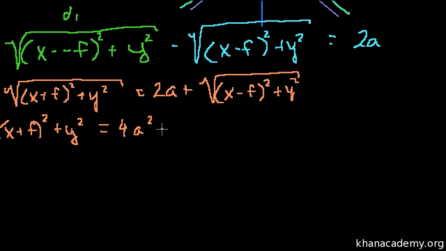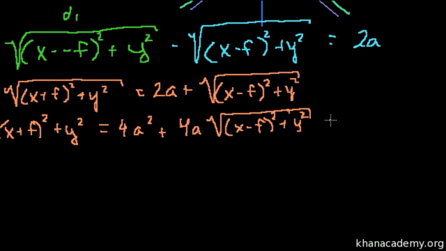So this is equal to plus, 2a times this times 2 is 4a times the square root of (x minus f) squared plus y squared. Don't want to lose that squared right there. And then we square this term. And this is just multiplying a binomial. So that's equal to, you just get rid of the radical sign. And let me stay in that color for now. That's equal to (x minus f) squared plus y squared.